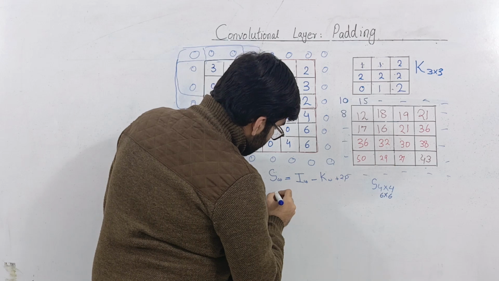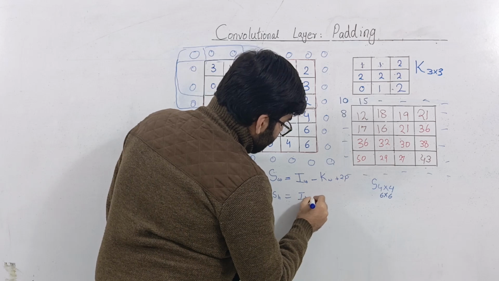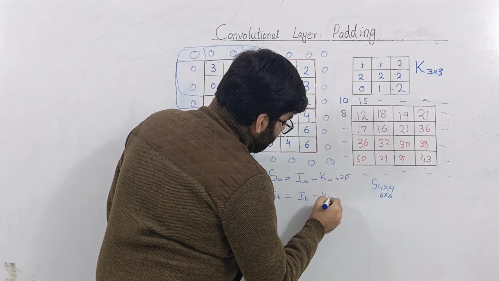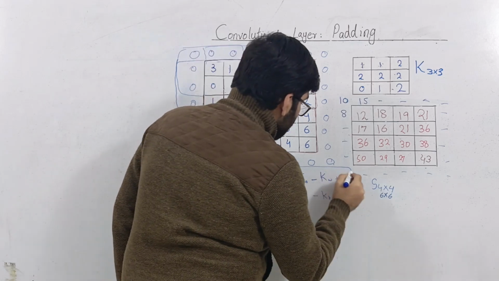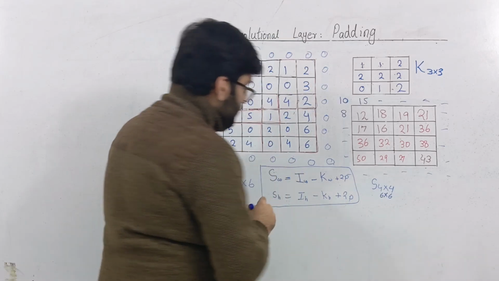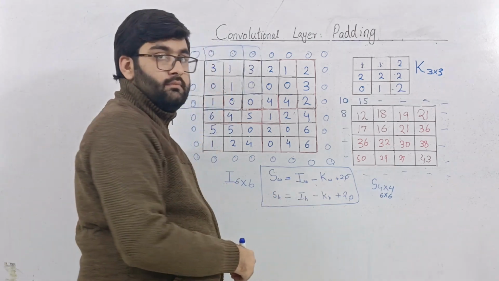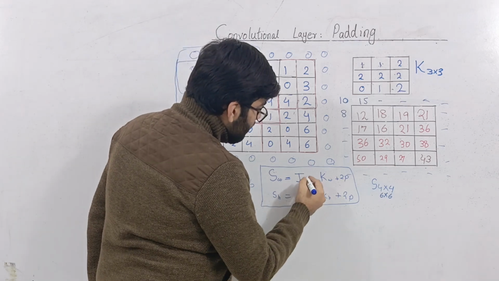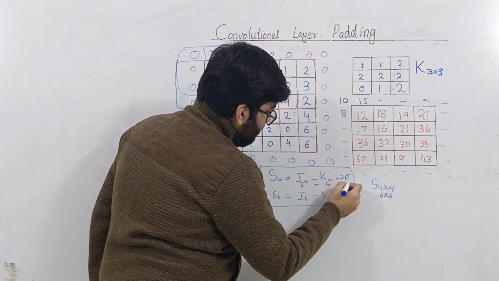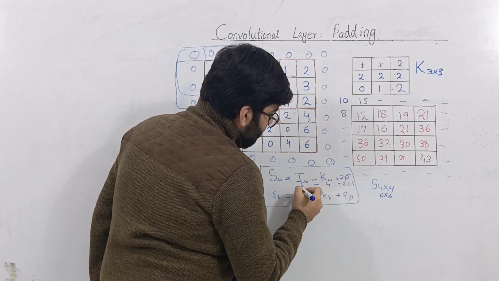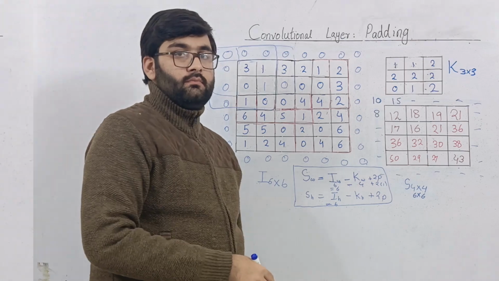Similarly, the height of the output is the height of the input minus height of the kernel plus 2 into padding. Plugging in the values will simply yield 6 here and 6 here. Let me show you. This is 6, this is 4, and this is 2 by 1. So that gives us 6. Same goes here.